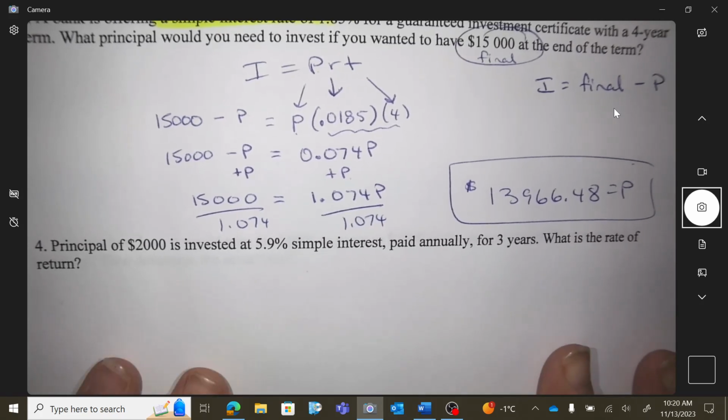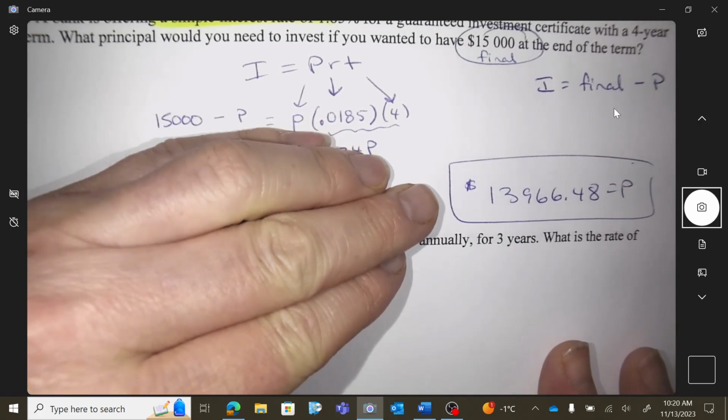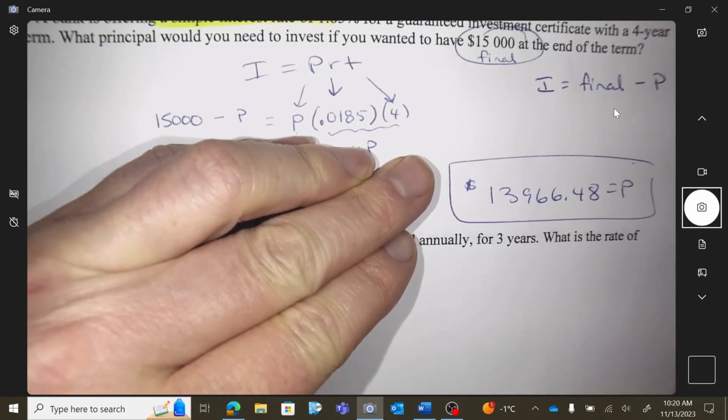Okay, let's pretend you were here and you had no idea what to do with algebra. What is another way you can do this because you're an applied student? Maybe you don't like algebra because you're an applied. That's fine.